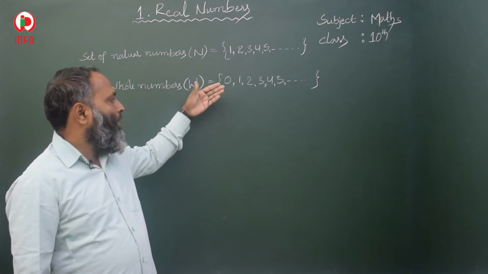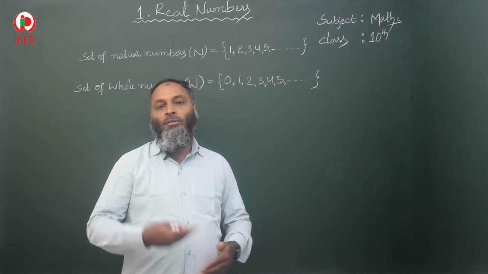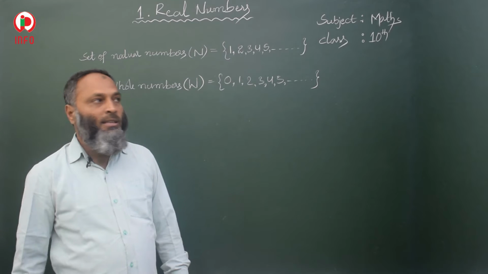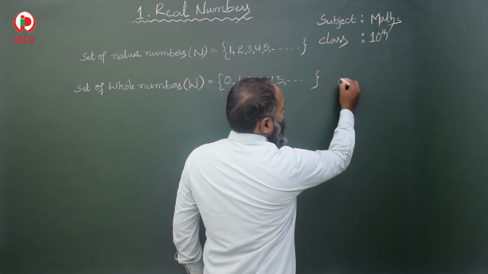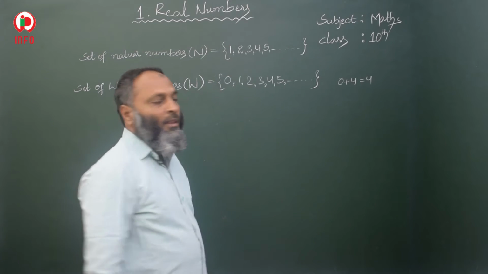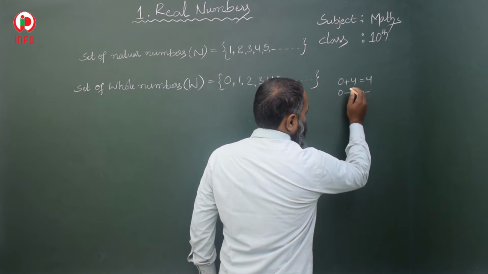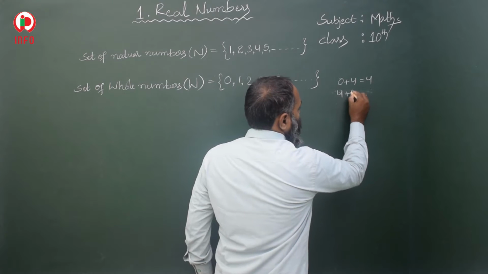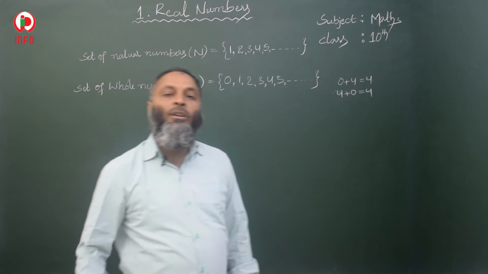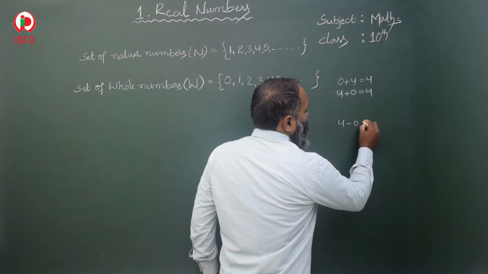Now, since 0 is there in the set of whole numbers, how to add, subtract, divide and multiply using 0, we learned in our previous classes. What did we learn? 0 plus 4 is 4. 4 plus 0 is also 4. Then 4 minus 0 is 4.